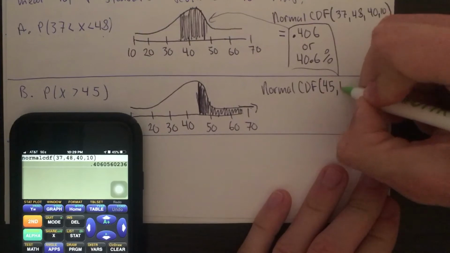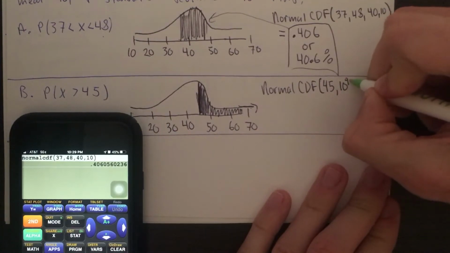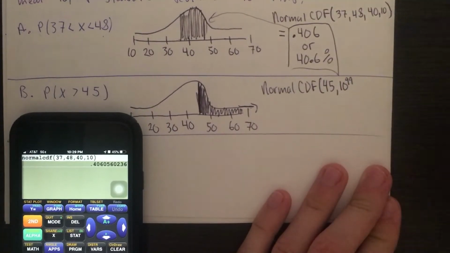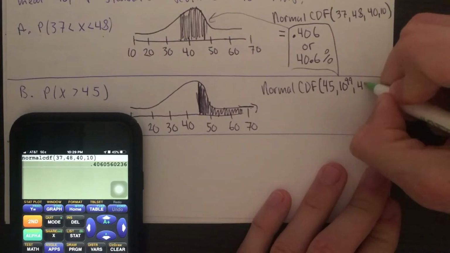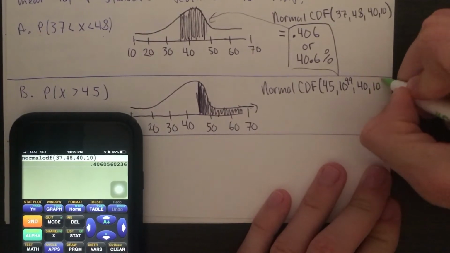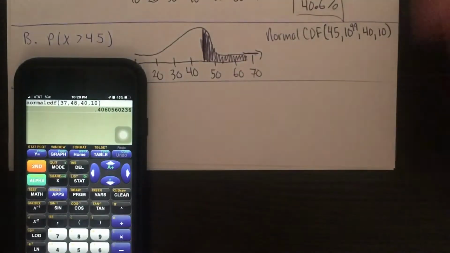Typically, I just use 10 to the 99th power. That's going to give you a very, very large number. It's not quite infinity, but it works. And we're going to say a mean of 40, a standard deviation of 10.